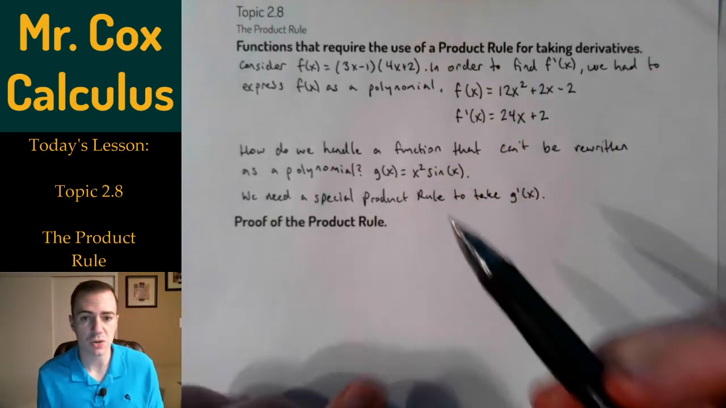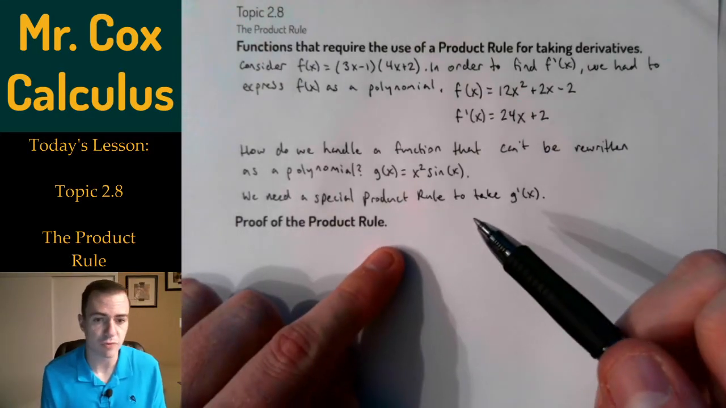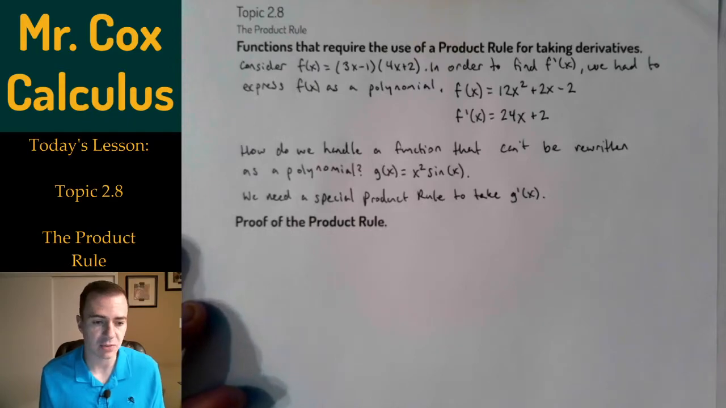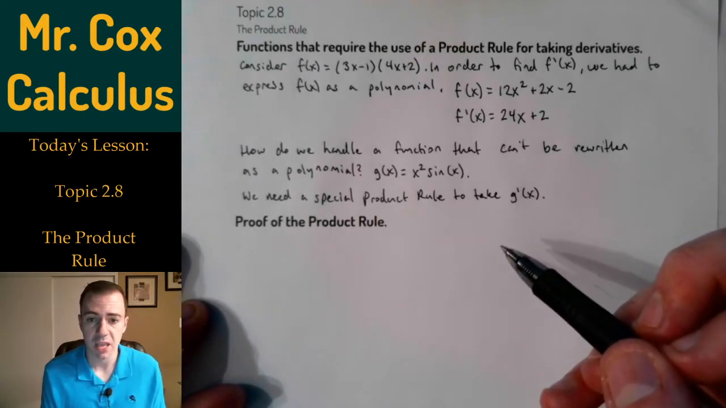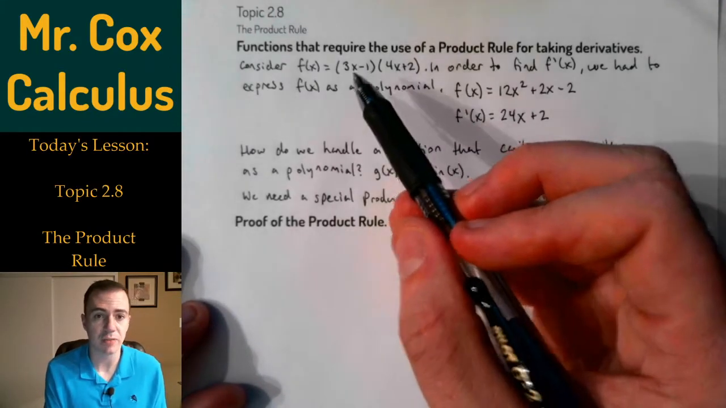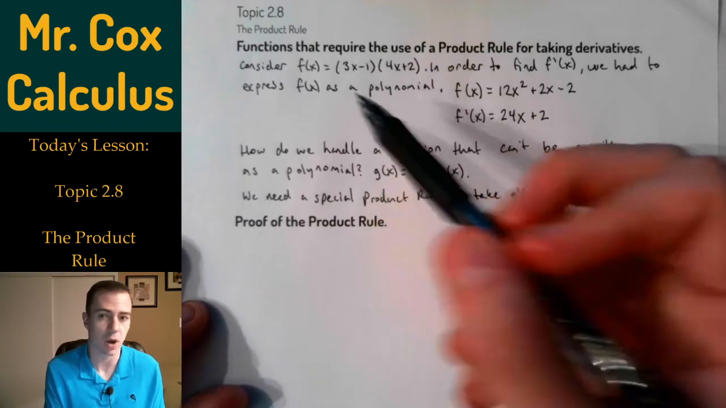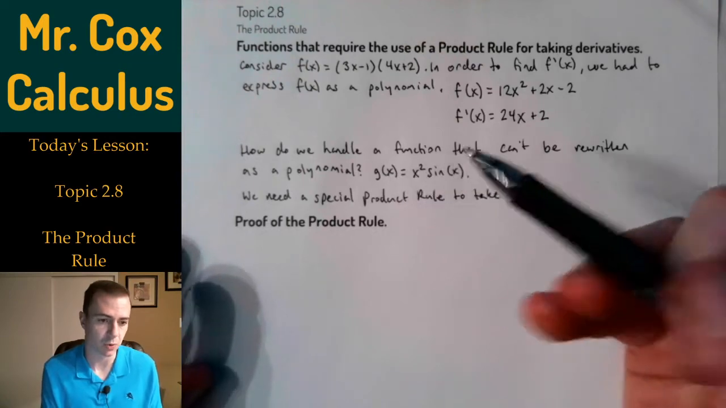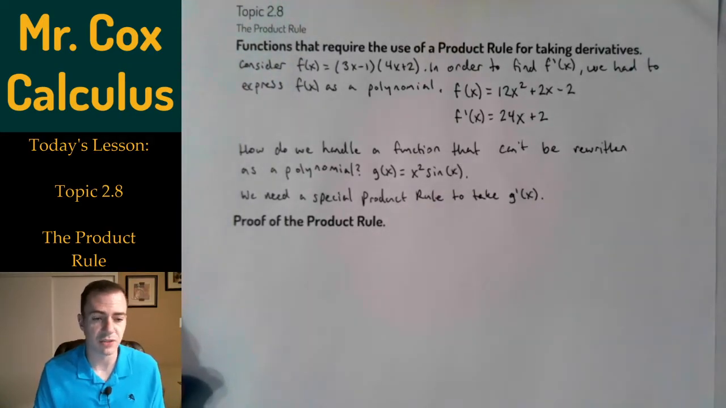And so we will use this special product rule to take g prime of x. So what we're going to do next is work through a proof of what the product rule is, so that we have an understanding of where it comes from and why it works the way it does. And then I'm going to take the derivative of this function using the product rule. And then we'll look at how to apply the product rule to find the derivative of g of x as well.